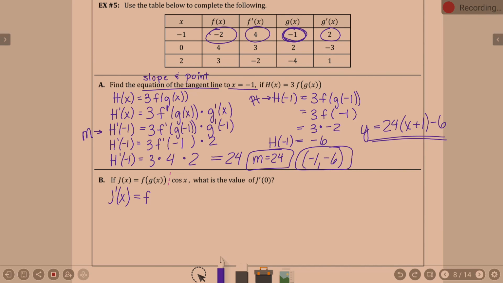Okay? So the product rule says I have one value times another value. So I have f of g of x times cosine x. So we're going to do derivative of f of g of x, keeping cosine x, plus keep f of g of x, derivative of cosine x. Okay, so what is the derivative of f of g of x? F prime of g of x times g prime of x, times cosine.